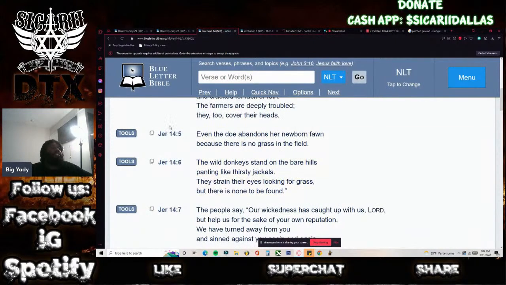Okay. Let's go. Jeremiah 14, verse 5, says, even the doe abandons her newborn fawn because there is no grass in the field. So it was so bad that the deer were abandoning their children to go find food for themselves. That's how bad it was in the land. That's how parched it was in the land.